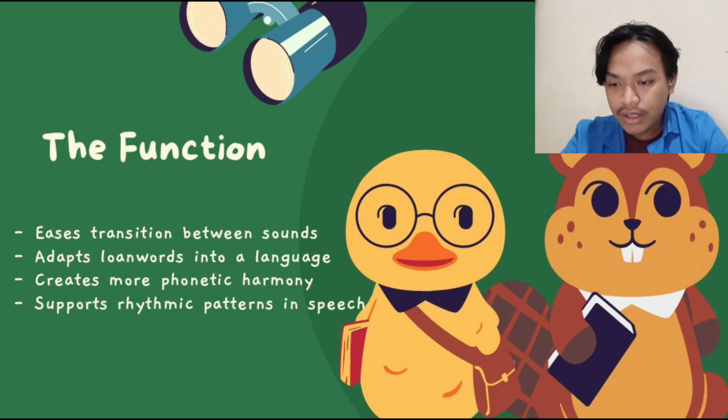Function. Easier transition between sounds, adapt loanwords into a language, create more phonetic harmony, plus one is support the rhythmic patterns in speech. The function of epenthesis is to make speech easier and smoother. It helps speakers move from one sound to another. Epenthesis also helps adapt words into a language. As a result, pronunciation becomes more natural.